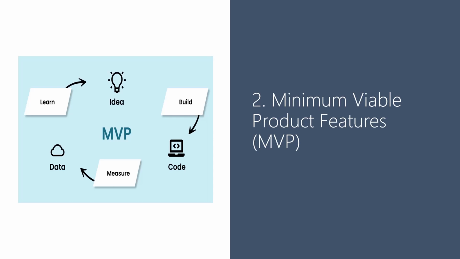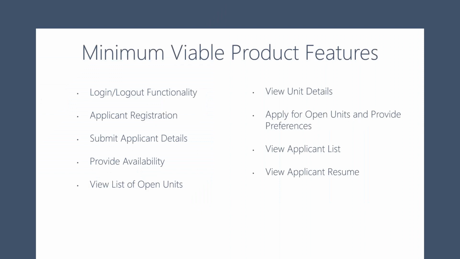Now, let us delve into the key features that make up our minimum viable product. These features have been carefully implemented to cover an appropriate minimum viable product, addressing the core functionalities required for managing the sessional staff hiring process at COPU. These functionalities are login and logout, which enable secure access to the system for authentication and authorization of the users, allowing applicants and staff members to log in with their specific roles.